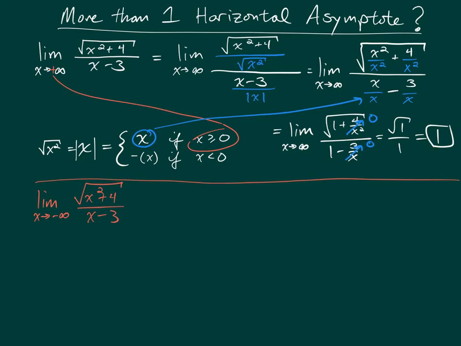I'm going to give you a few seconds to pause the video so you can try this example here. This example is done very similarly to this example up here. Keep in mind that the square root of x squared is equal to the absolute value of x, and that you'll have to choose one or the other of these, either positive x or negative x, based on what the sign of infinity is. Go ahead and give this one a shot.